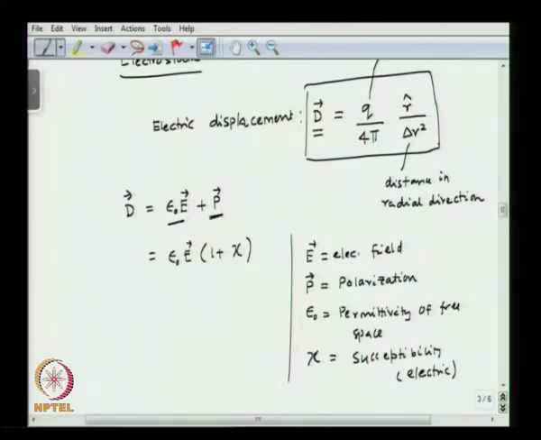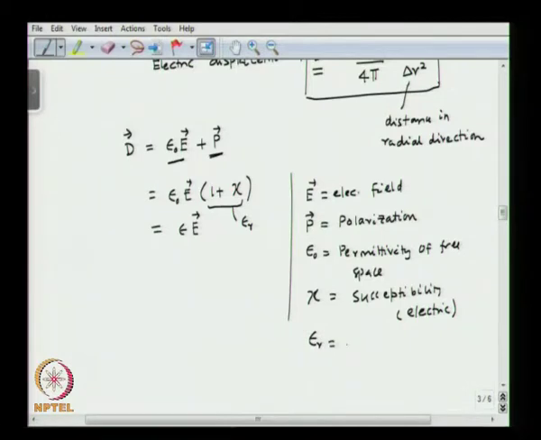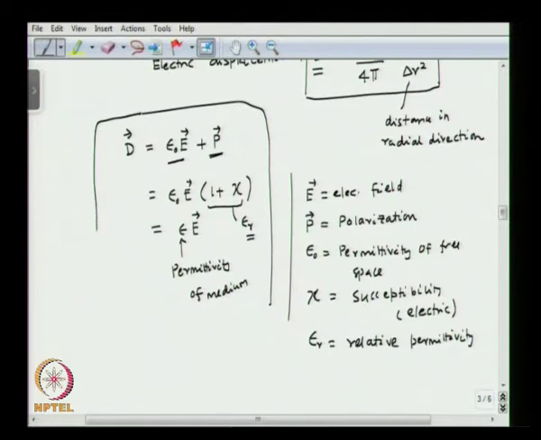Now, if you consider this, we can also write it as epsilon into E, where 1 plus psi is known as the relative permittivity, epsilon r is relative permittivity. So, epsilon 0 into 1 plus psi, or epsilon 0 into relative permittivity, is the permittivity of the medium that we are talking about. So, this is an important equation in electrostatics.